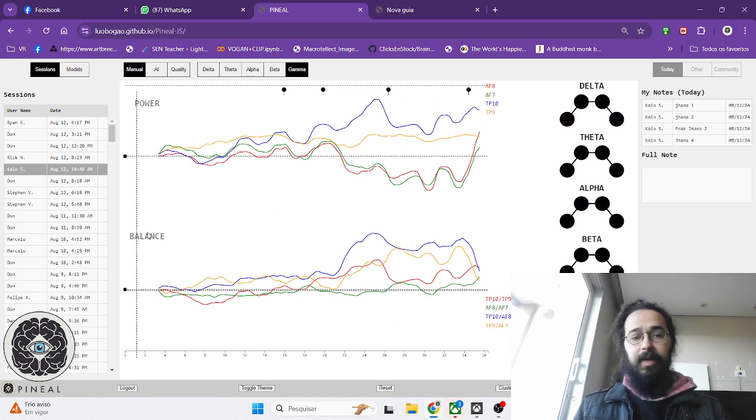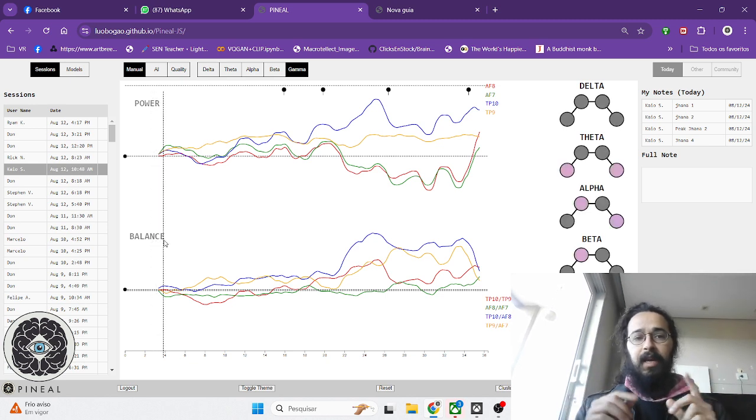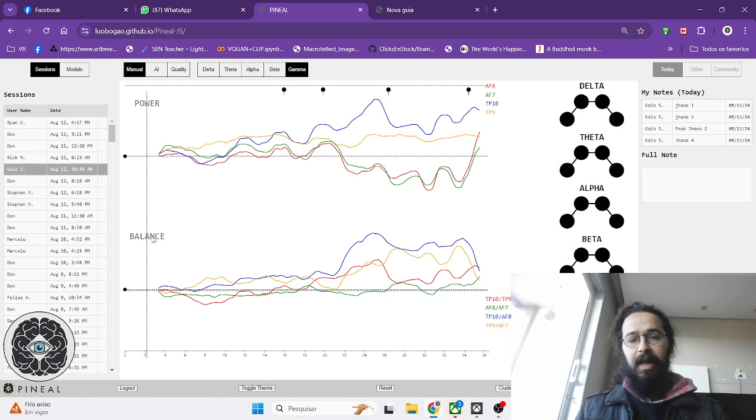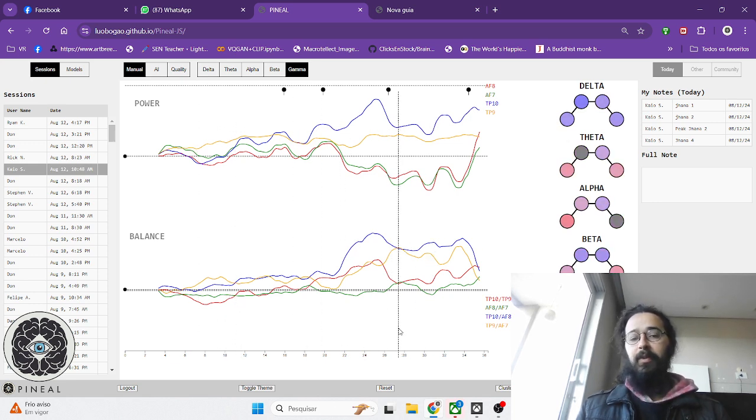And below we have the balance. This is the part of the lateralization. As Muse has 4 channels, right and left channels, we can take a look at the balance. So this horizontal line here is the middle, and every wave, every line that goes above this horizontal line is the right side of the brain, and below this line is the left side of the brain.